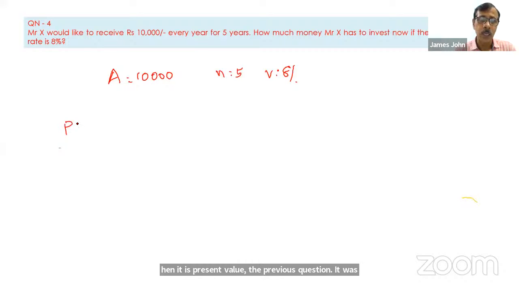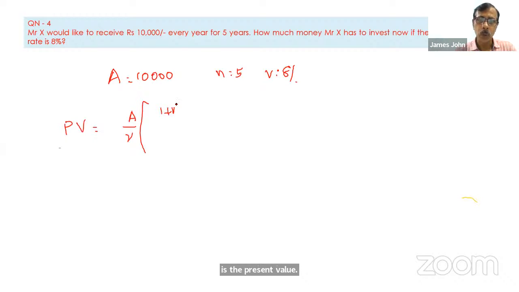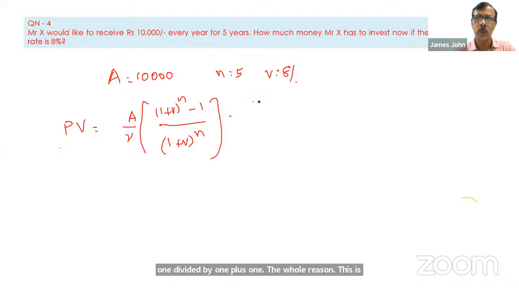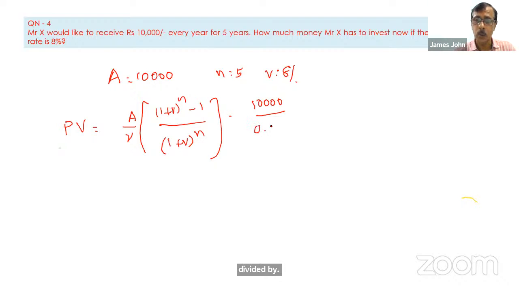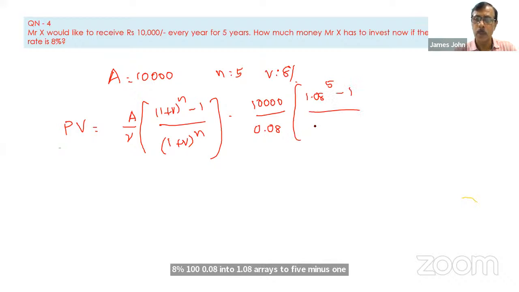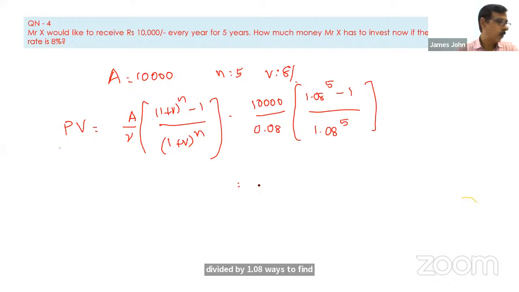And for an end of the period annuity, what is the present value? Present value is A by R into (1 plus R) the whole raised to N, minus 1, divided by (1 plus R) the whole raised to N. This is the formula. A is 10,000 divided by R, 8 by 100, 0.08, into 1.08 raised to 5 minus 1 divided by 1.08 raised to 5. You simplify this. On simplification, you will get 39,925.